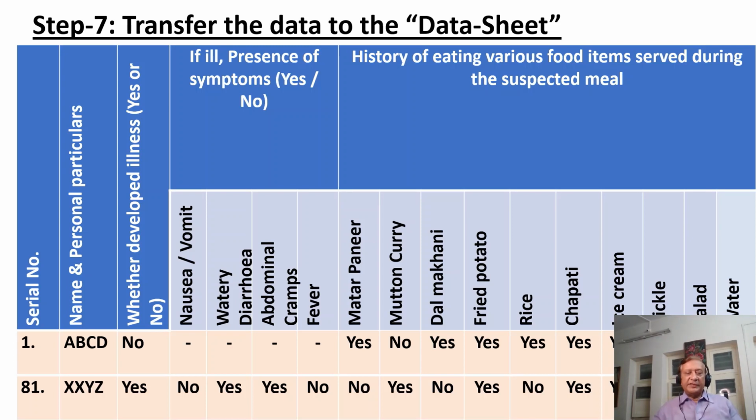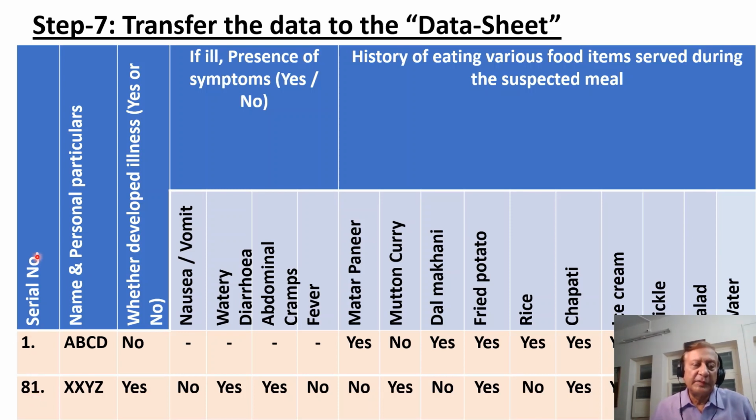Now, step number 7 is the transfer of data to the data sheet, and in this step, the information which has been recorded on the individual epidemiological case sheets is now transferred to the following worksheet, which is being shown on the screen, and preferably it should be done on a computer program such as EpiInfo or in Excel. This is how the worksheet will look. So let us see, this is not the entire worksheet. We have just given the details of the first case and the last of the 81 subjects.